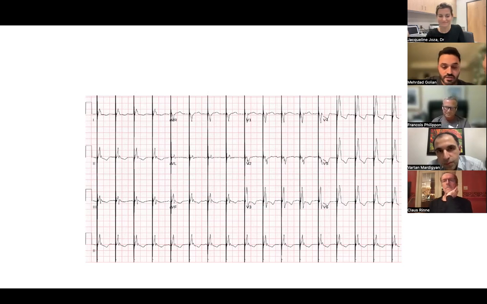Hopefully he'll have good results. This is recent, so I don't know what his EF has done. So we'll see him in follow-up in the device clinic.